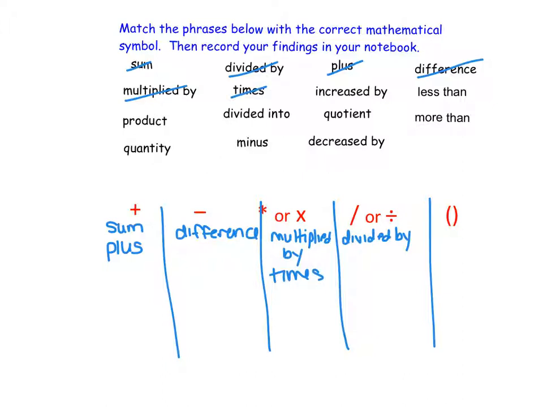Increased by, when you think about increase, if you're going to increase your salary, you're going to add to your salary. So that goes underneath the plus sign. Less than, if we think about it, if our football team scored 5 points less than the opposing team, it means that we were 5 points subtracted. So that's another word for saying subtraction. So we're going to put less than there.